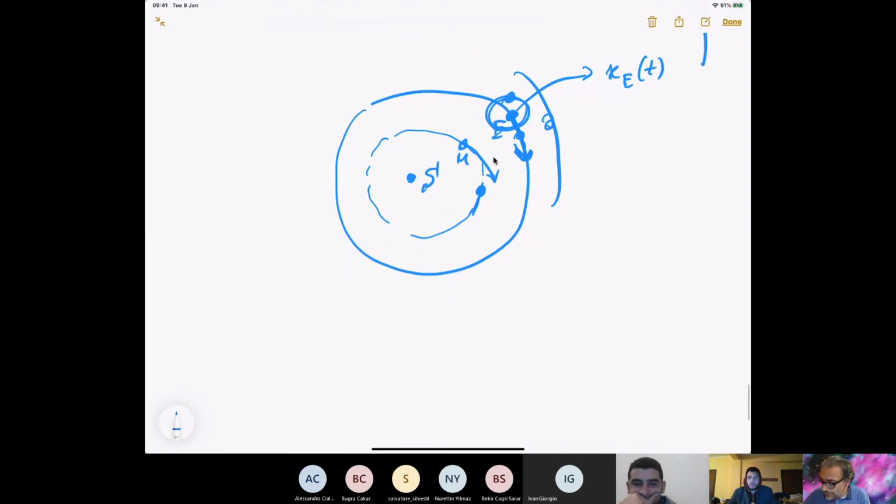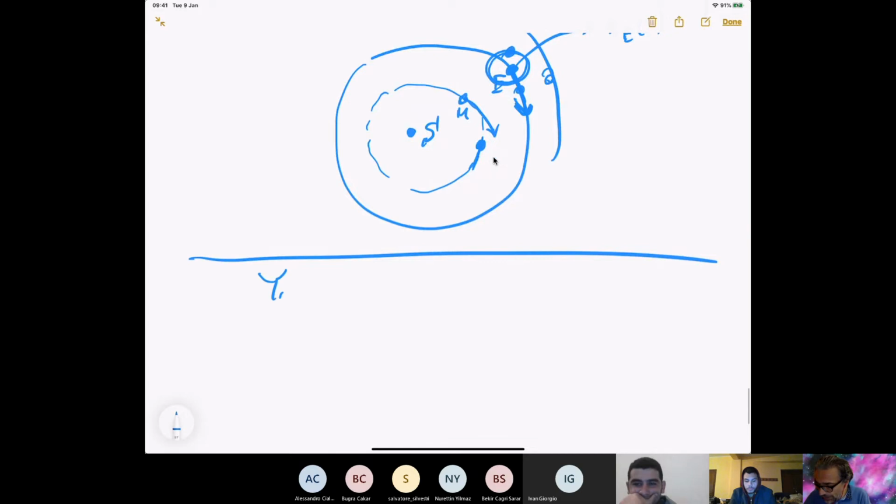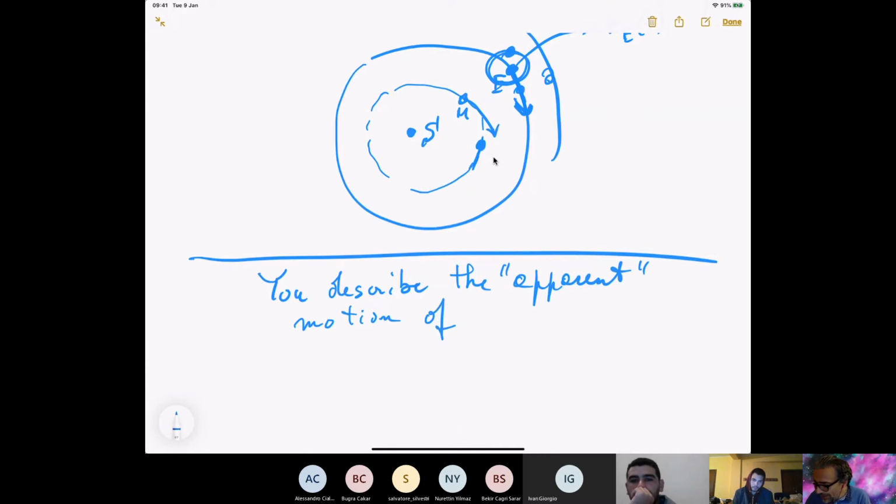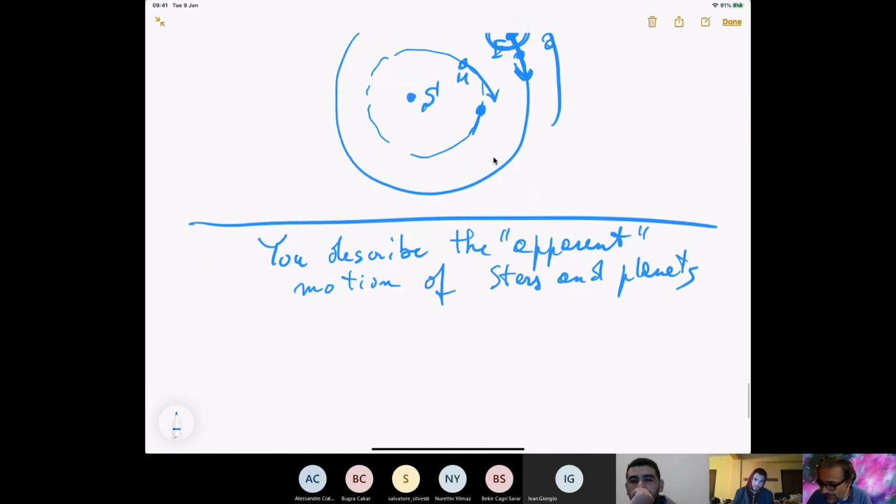So you describe the apparent motion of stars and planets via a simple set of hypotheses.